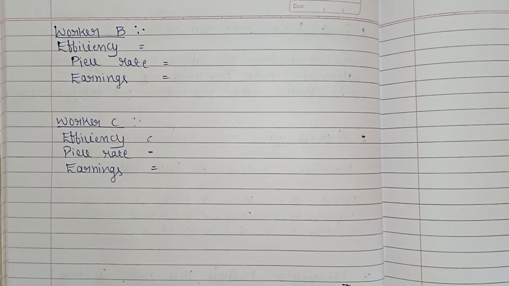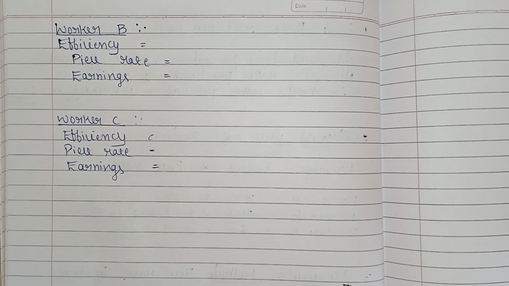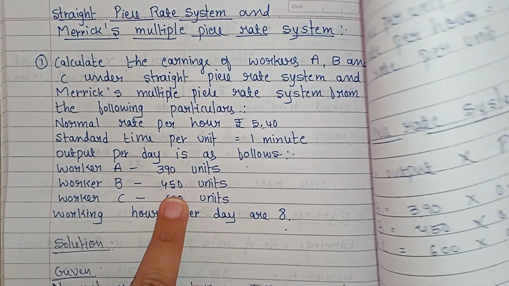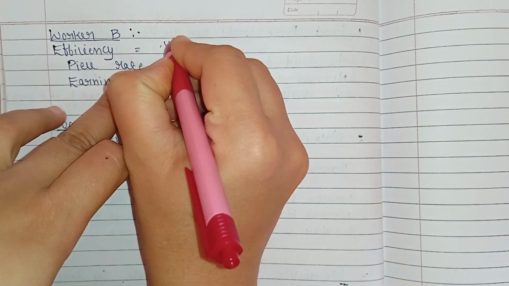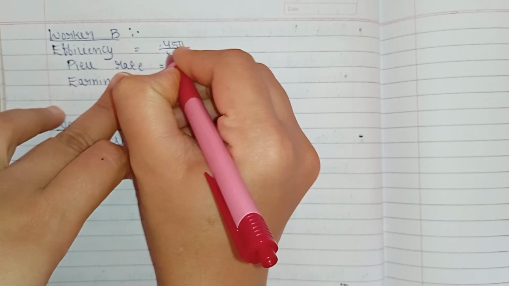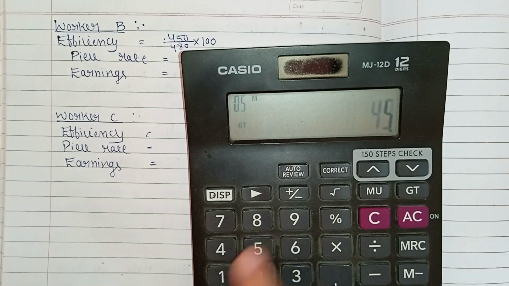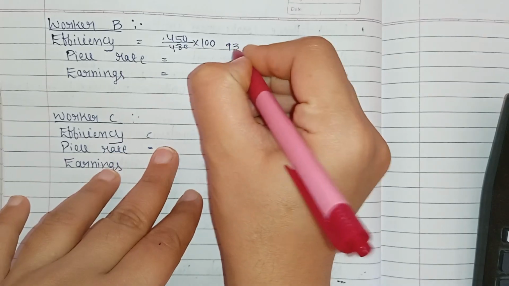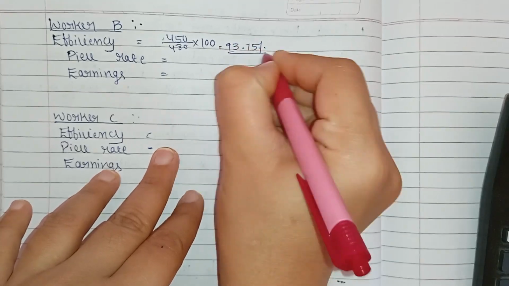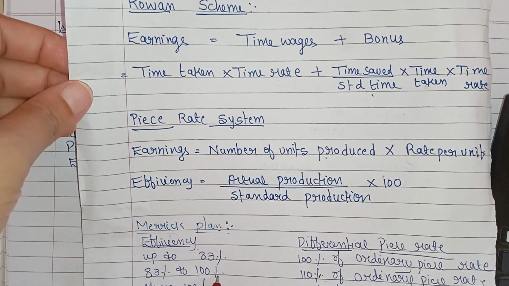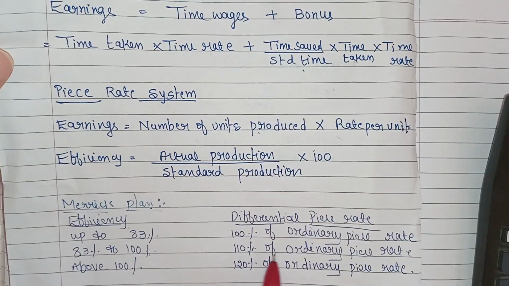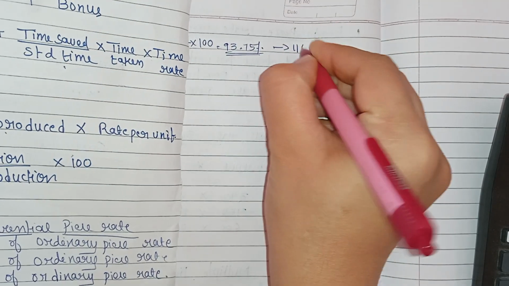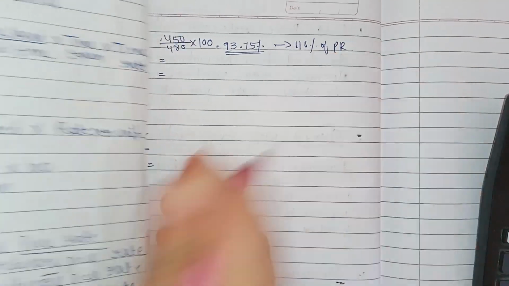Now let's calculate the efficiency of worker B. First we need to calculate the efficiency. So here the actual output is 450, standard output 480, into 100. 450 divided by 480 into 100, 93.75%. 93.75% means that is between 83 to 100%. So 110% of ordinary piece rate is applicable.